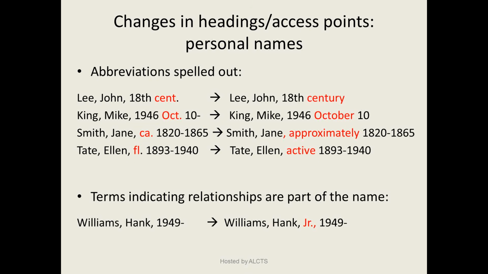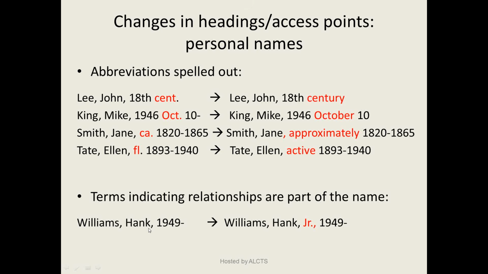Here are a few highlights of changes to access points for personal names. Many of them are the result of spelling out abbreviations or using English instead of Latin. So we have century spelled out, the abbreviation for October spelled out. Instead of the Latin circa, we use approximately, and fl. was the English abbreviation for flourished, and instead of that, in U.S. cataloging practice, we are using active.